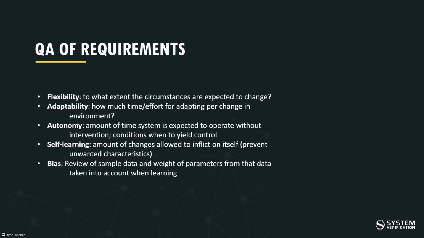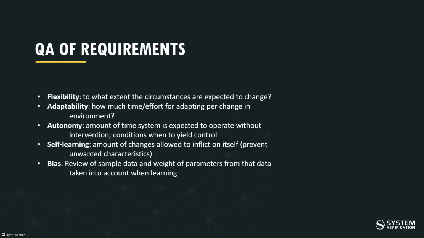The adaptability, again, is about people who actually engage and improve the system. The characteristic would be how much time and effort it takes to adapt it. Autonomy is the amount of time the system is able to operate on itself, and of course, not least important, the conditions when the system should yield control in the end. For self-learning, the requirement should mention what amount of changes the system is allowed to inflict on itself. Of course, we don't want the system to override itself by itself, basically, right?